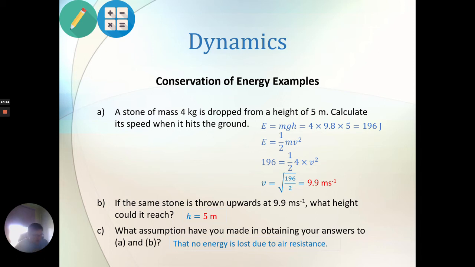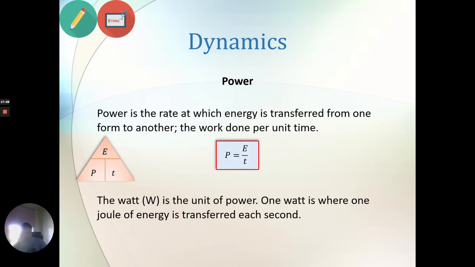Okay, those are the 3 equations that you hadn't dealt with before. Here's one that you have. P equals E over T. Power is the energy transferred from one form to another, and power is the work done per unit time. So power is measured in watts, energy in joules, and time is in seconds.